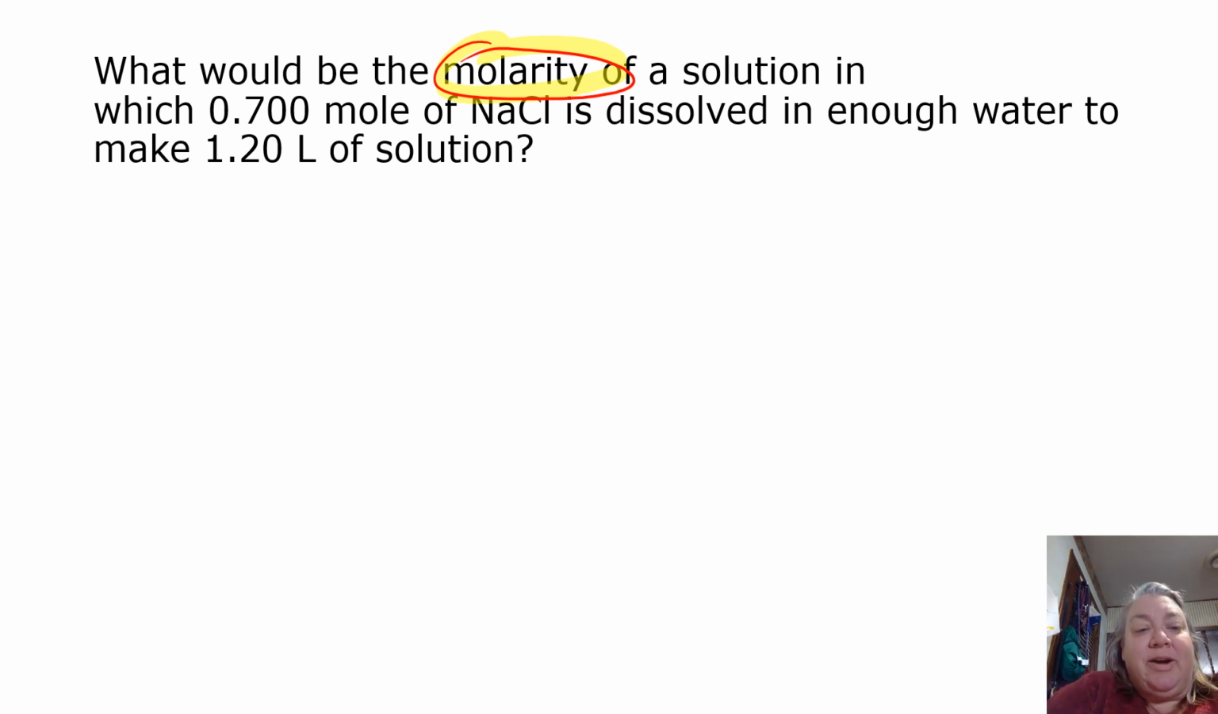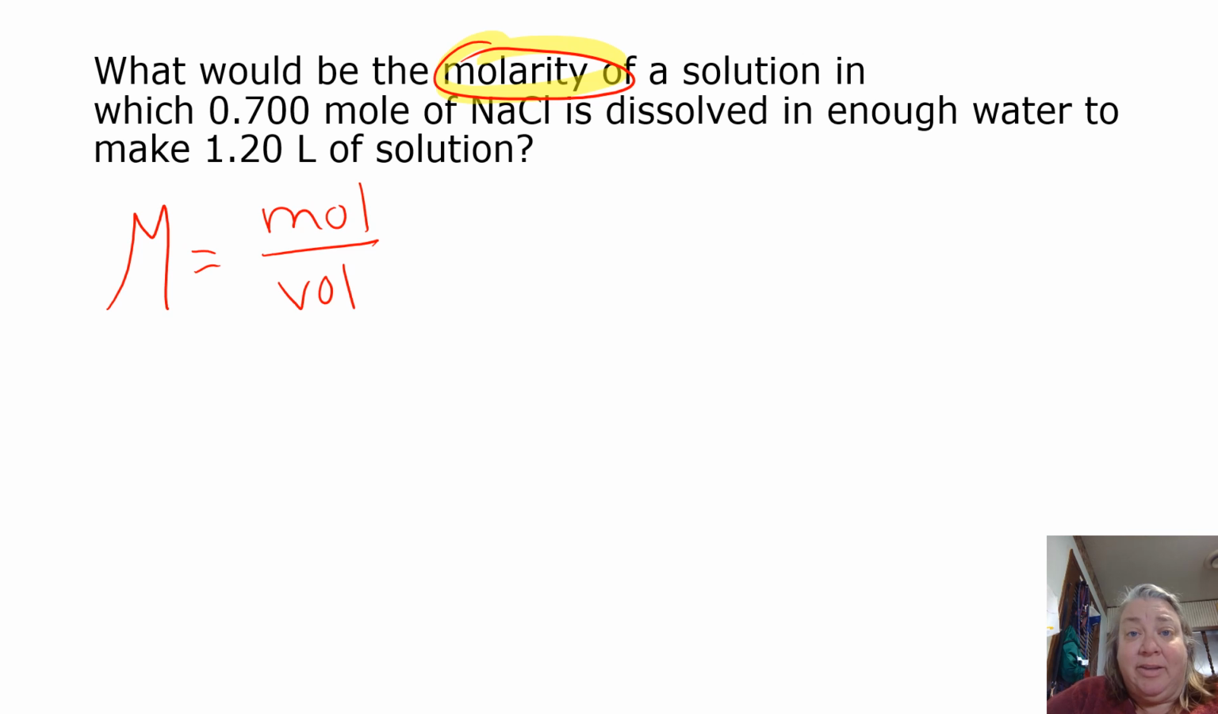So on this one, we're trying to solve for molarity. Molarity is defined as moles over volume, and that volume does have to be in liters. So if you're ever given it in milliliters, you have to change it to liters. Now, for this particular problem, it actually told us the number of moles of sodium chloride. So like I said, this one's pretty straightforward.